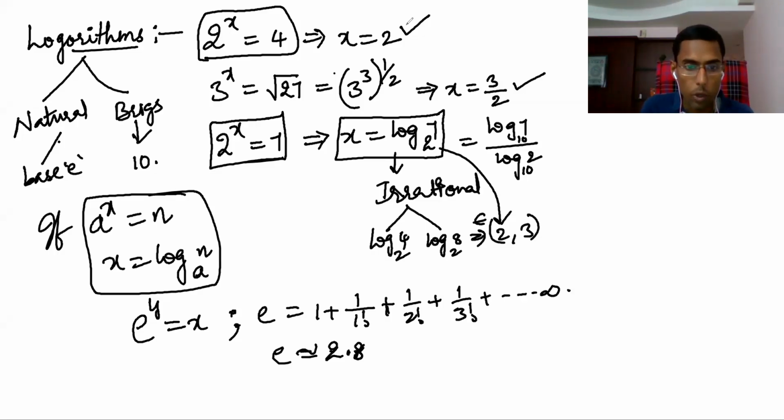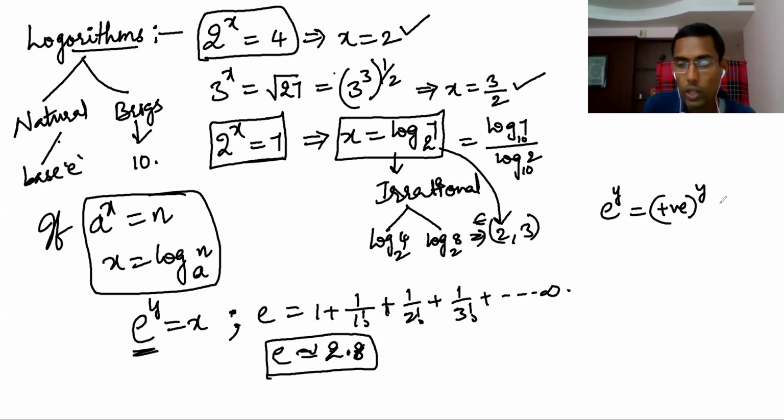All right, so e is approximately 2.8. Now a positive number to whatever power you take is positive. Here y can be anything. Whatever y you take, e power y is positive. So y can be 1, y you can take any real number.